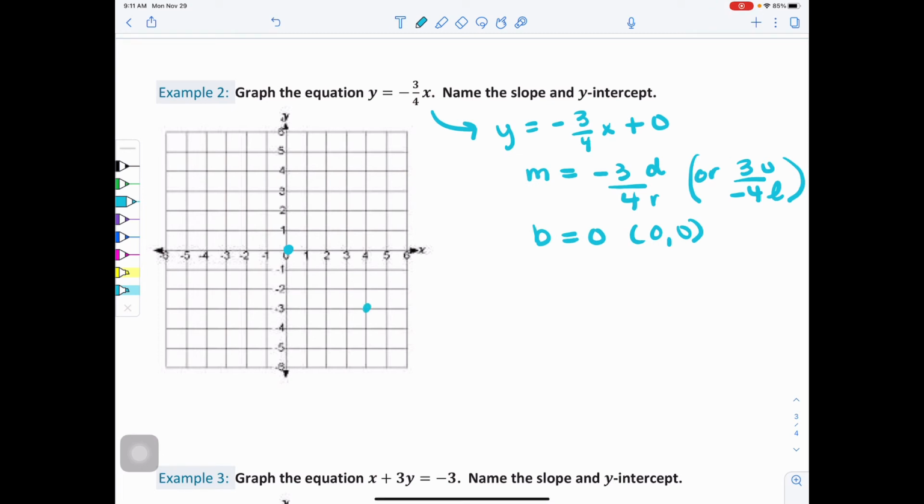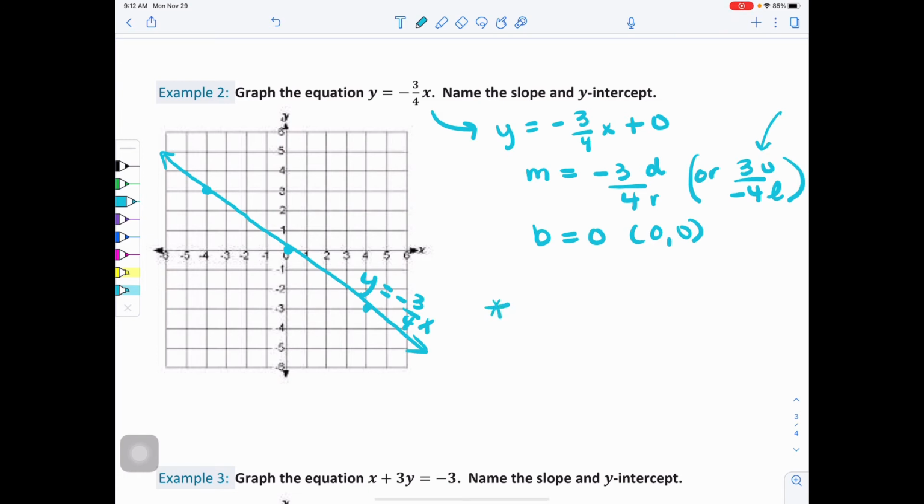When I can no longer go any more down 3 to the right 4, remember I can do the opposite, which is what this fraction is telling you. I can go up 3 and to the left 4. I would then draw my line using a ruler, arrows on both ends to show there are infinitely many solutions, and then write the equation on the line as my label.